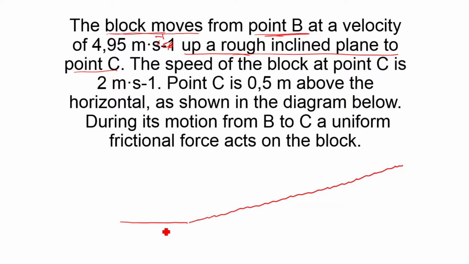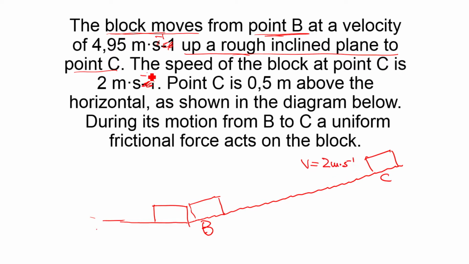Okay, and it came along from point B where we last met it, and it gets to this point. In fact, that's not point B, this is point B, where it just gets onto the slope. So that is point B, and then it goes up the slope to point C. And there's point C. The speed of the block at point C is 2 meters per second.